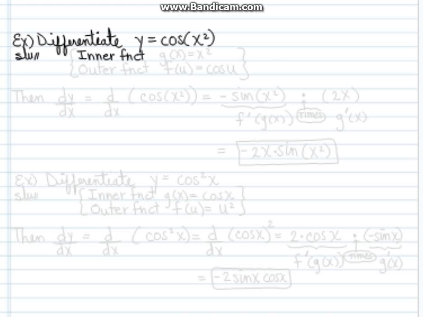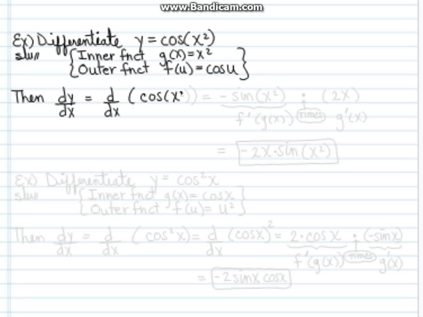The inner function in this problem is g of x equals x squared. That's our u, inner function. The outer function is f of u, which is equal to the cosine of u. So it's f of g of x. Then the derivative of y with respect to x is the derivative with respect to x of the cosine of parenthesis x squared. So that's equal to, okay, what's the derivative of cosine? It's negative sine, but it's not of x, it's of x squared. That's f prime of g of x.